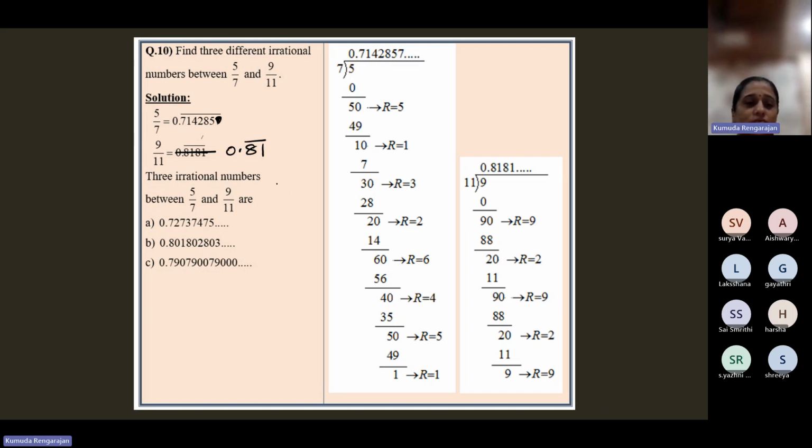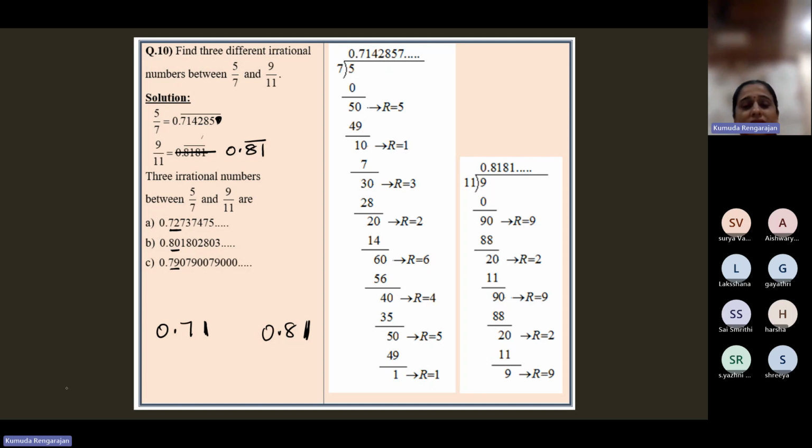So now between these two, just look at the first 2 digits: 0.71, and this one is 0.81. So it's like 71, 81. Okay, so you can see here 0.72. I've written 0.72 and then something after that. Then 0.80, 0.79. Can you see?